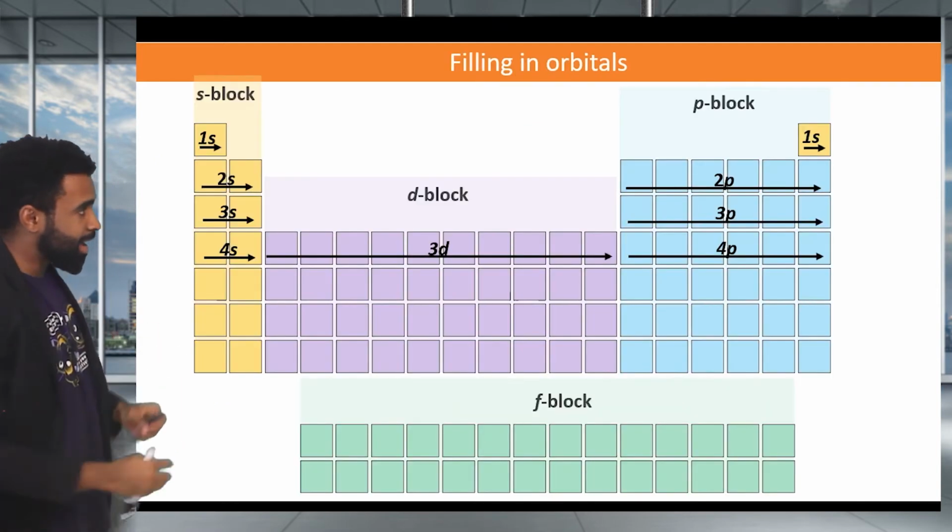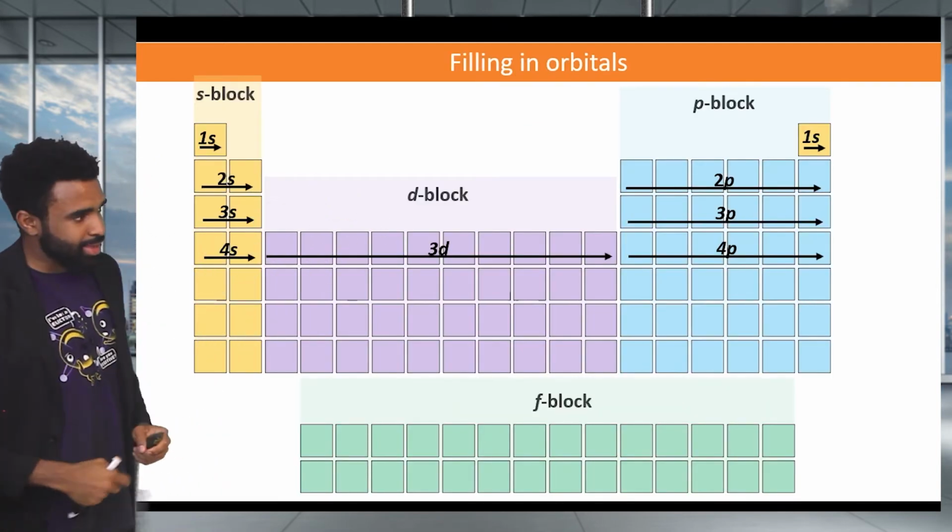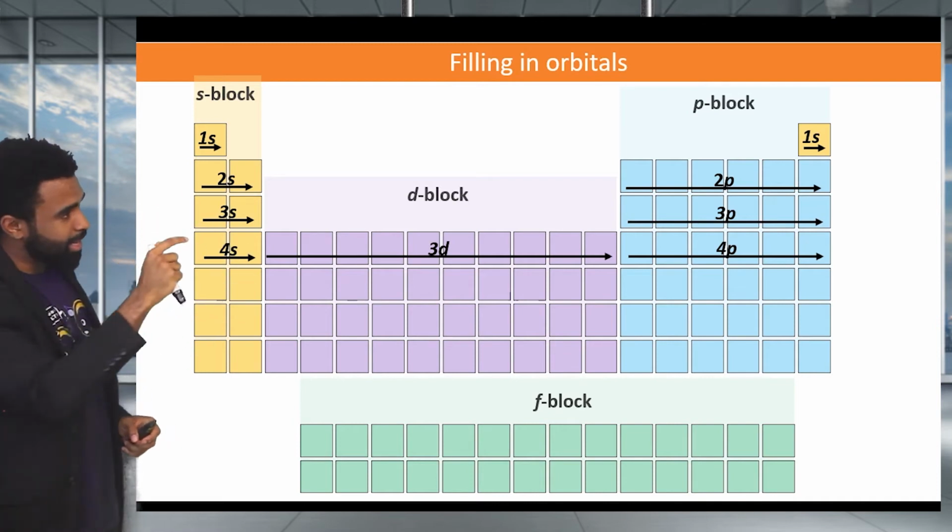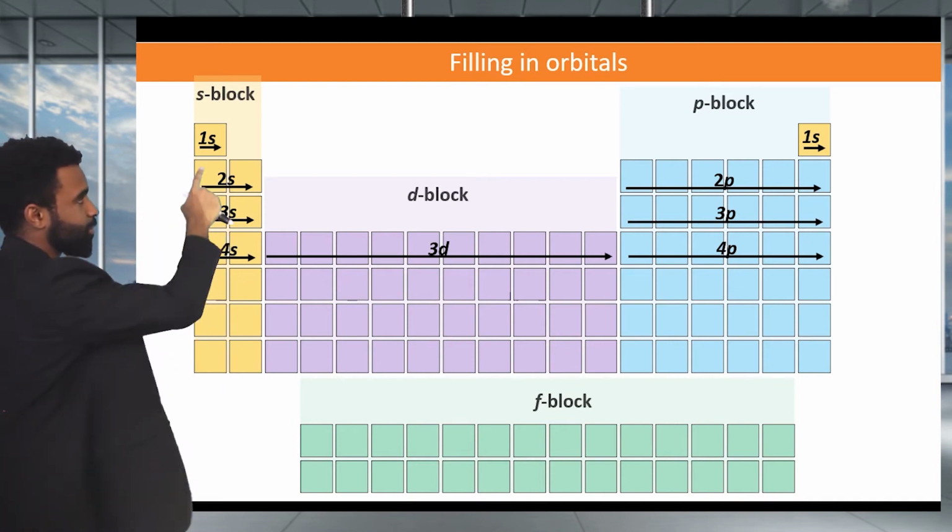We also learned how to fill in the first, I think, 36 elements, the electronic configurations. We said first you fill in the 1s.